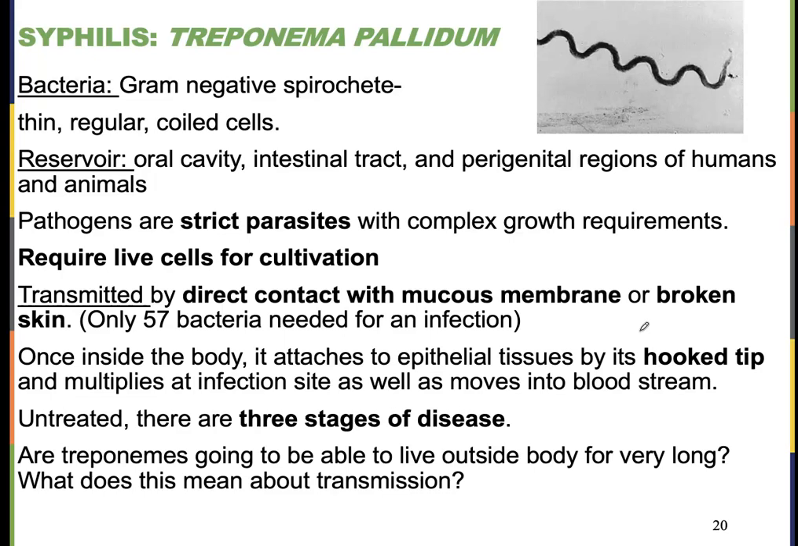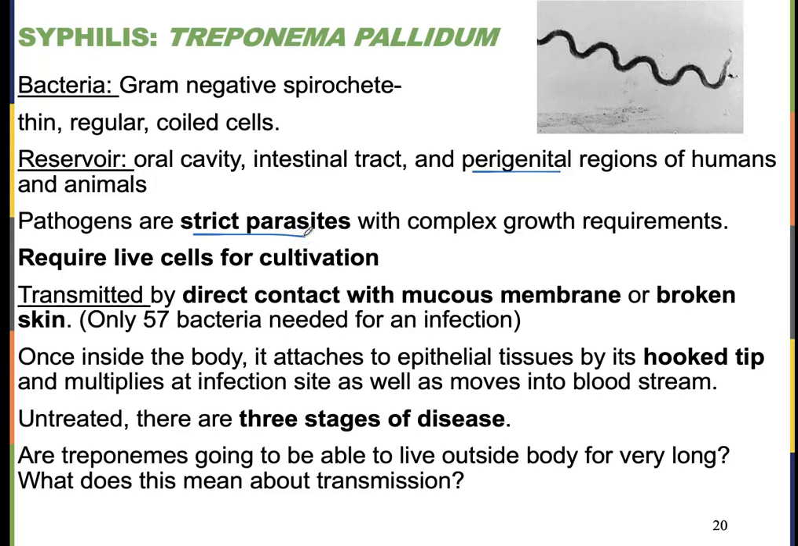This is syphilis. Syphilis is the spirochete, the only spirochete we're going to talk about, actually. So it's a curvaceous bacteria, kind of like a wine opener. It's a gram-negative spirochete. And the reservoir is found in humans and in animals. So in our mouths sometimes, intestinal tract, perigenital regions, and it is another strict parasite.